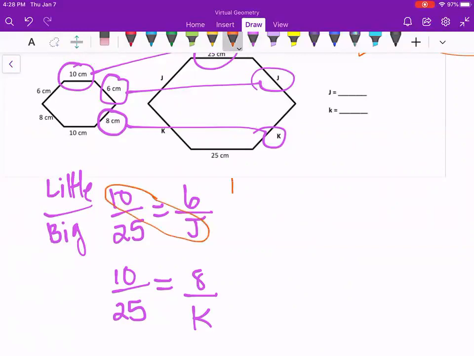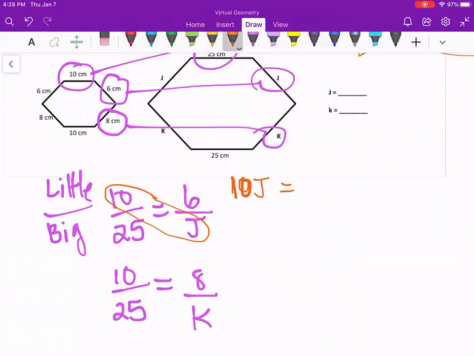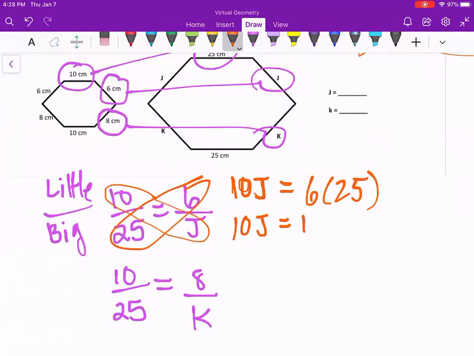All right, so 10 times J, 10J. Sorry, I'm going to make that a little bit bigger. Equals 6 times 25 for 150. And just in case we need it, I'm going to write out each step. 6 times 25. All right, so 10J equals 150. Divide your 10. And J is 15.